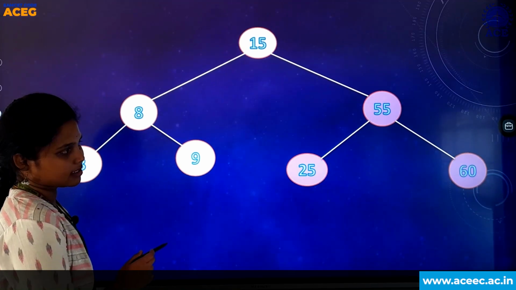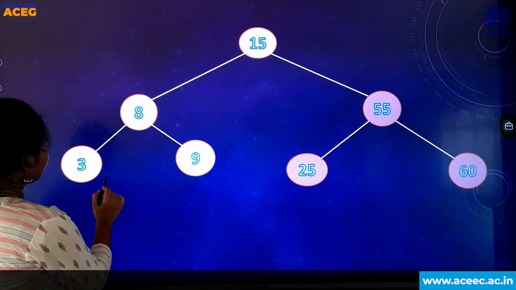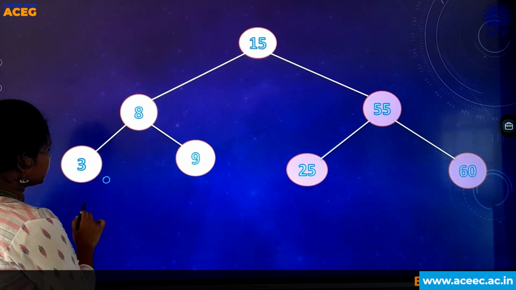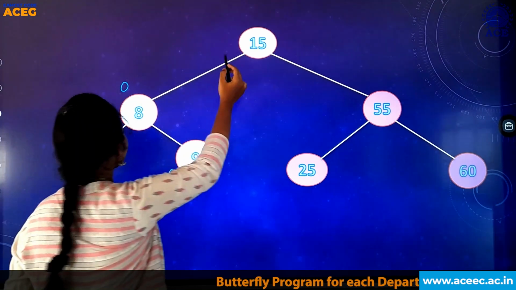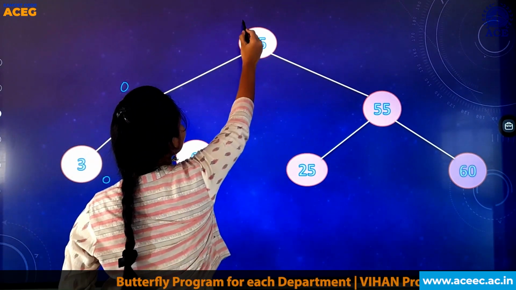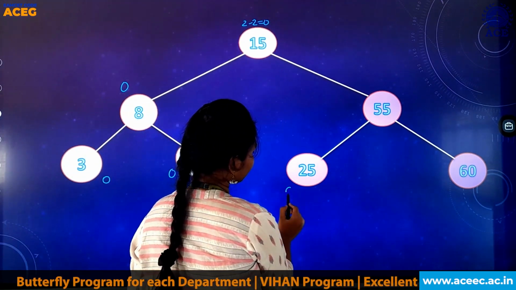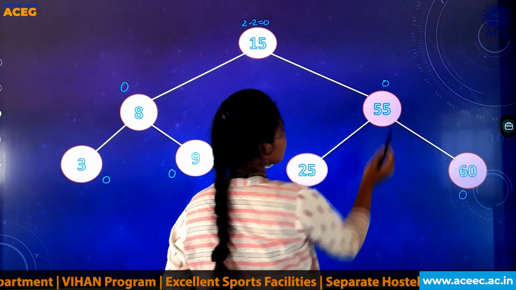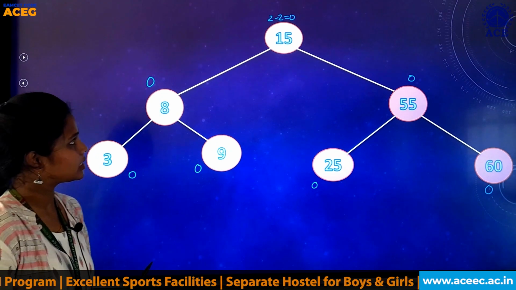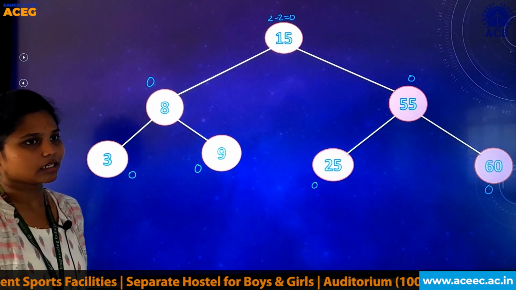Now check the balancing factor for the AVL tree. Here the balancing factor is 0. For 9 it is 0. For 8 it is 0. For 15, 2 minus 2 it is 0. For 25 it is 0. For 60 it is 0. For 55 it is 0. Here we can see the balancing factor is in the range.